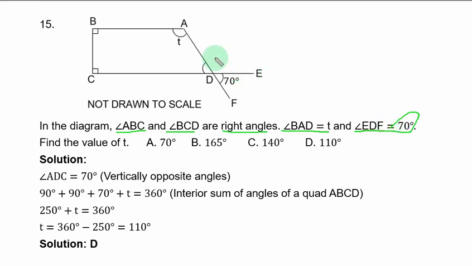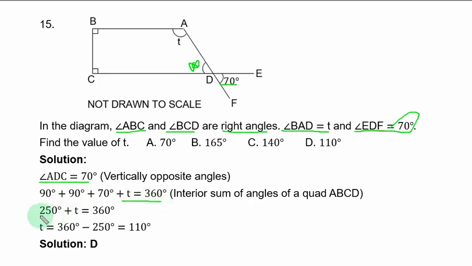Now, ABCD is a quadrilateral, and if you add the four angles, the sum is 360 degrees. But this angle is needed, so this angle here is simply equal to 70 degrees. That is vertically opposite angle. So angle ADC is 70 degrees. So if you add the four angles in the diagram, the sum is equal to 360.